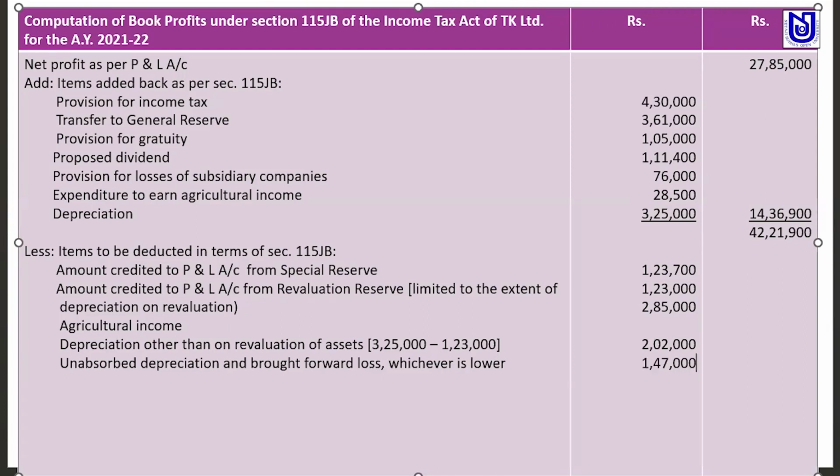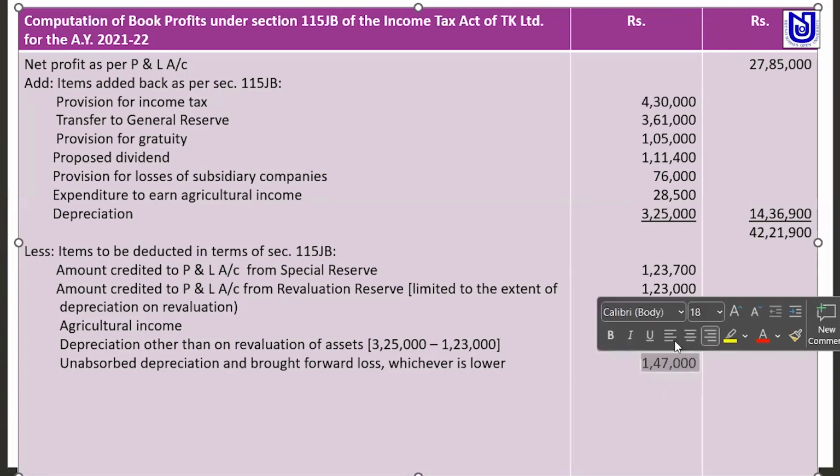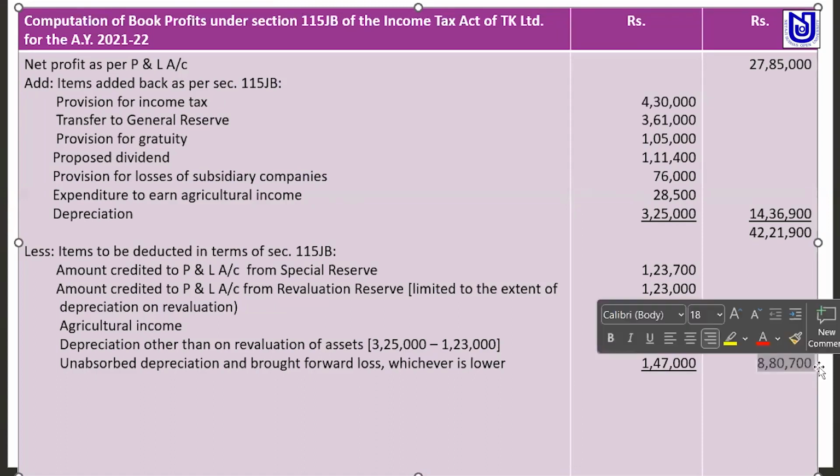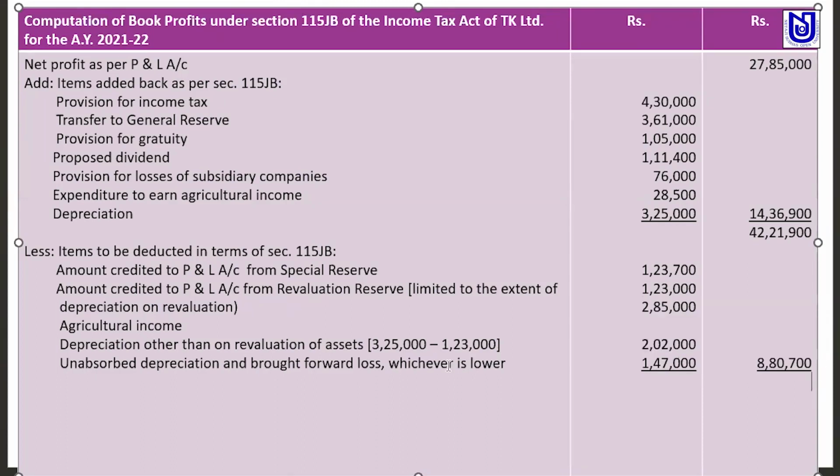So we have taken here 5 items to be deducted. Taking the total, we shall deduct. What is the total figure? 8,80,700. And if we deduct, what do we get? We get 33,41,200. And this is our book profit under section 115JB. This is our book profit. We have to compute this, and we have computed.